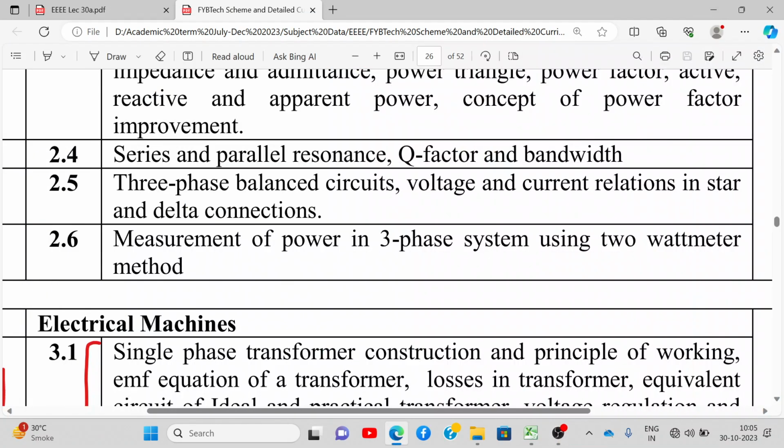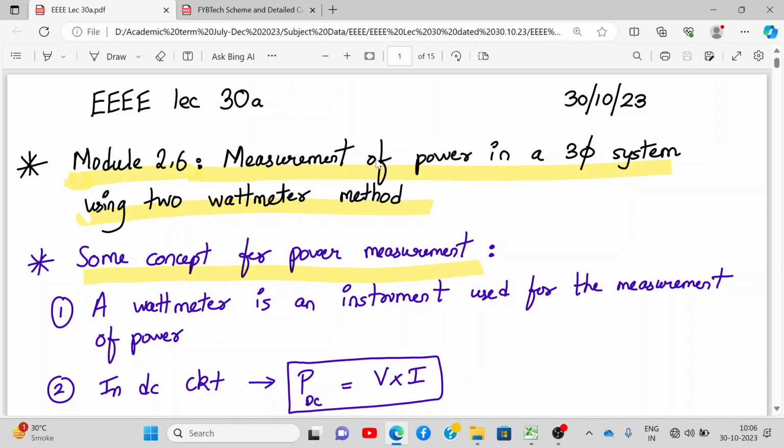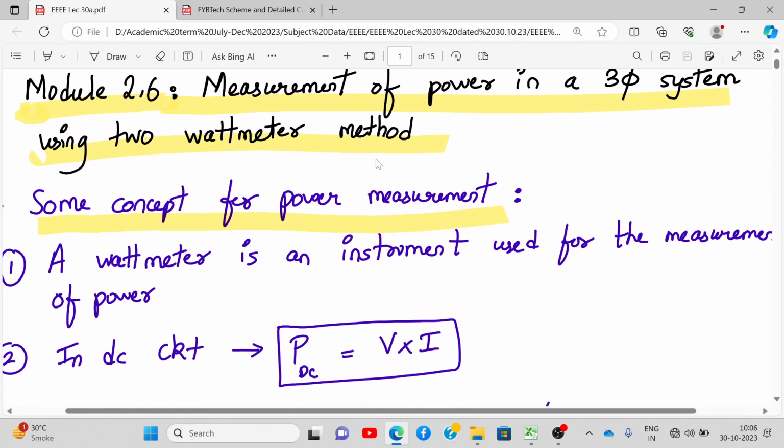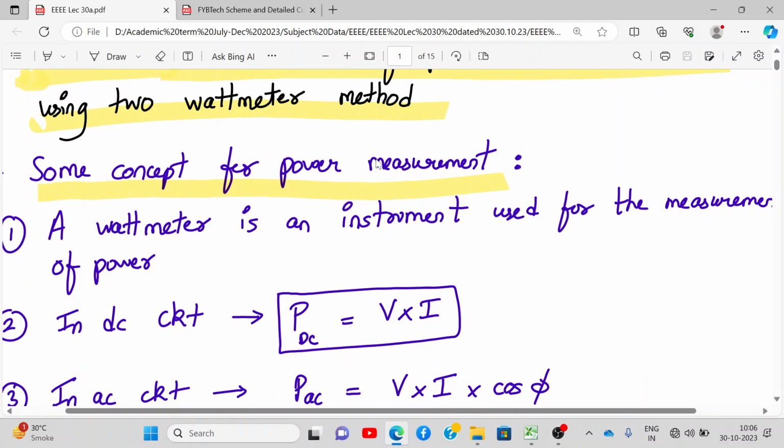So today we are going to start with module 2.6, that is measurement of power in a three-phase system using two wattmeter method. So please write down the topic. All right, you all ready? Okay, I'll tell you the things to write. Right now only write down the heading.